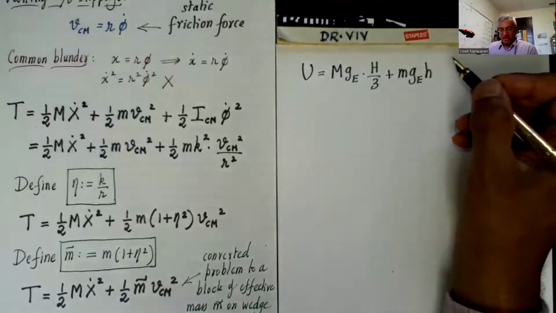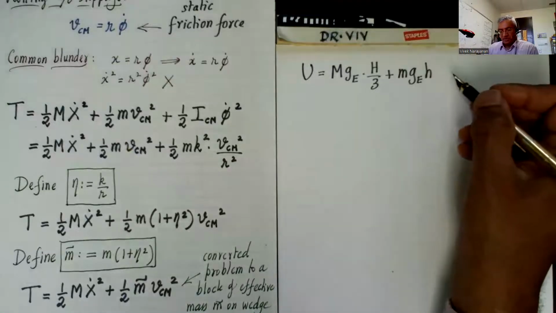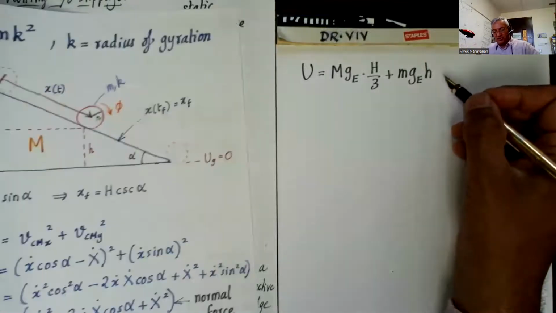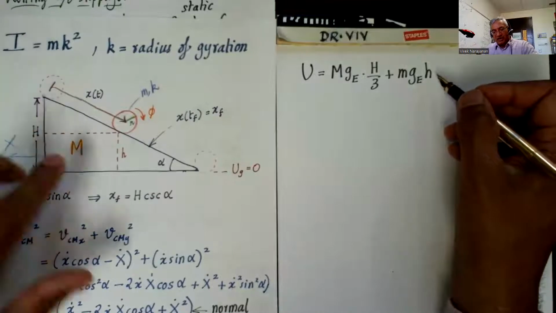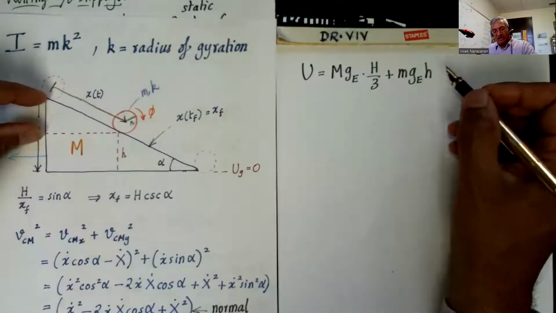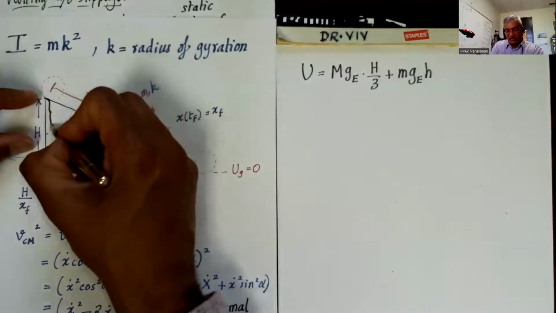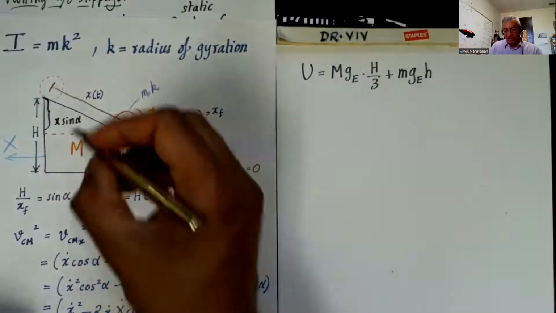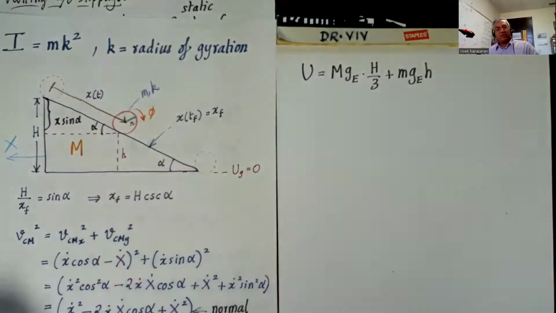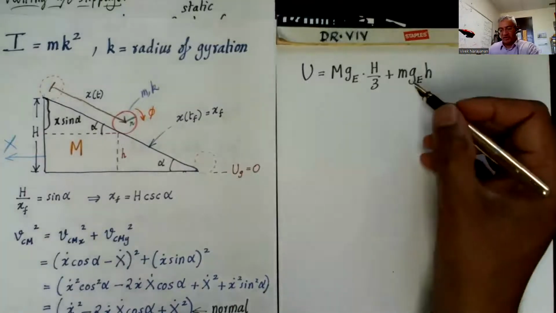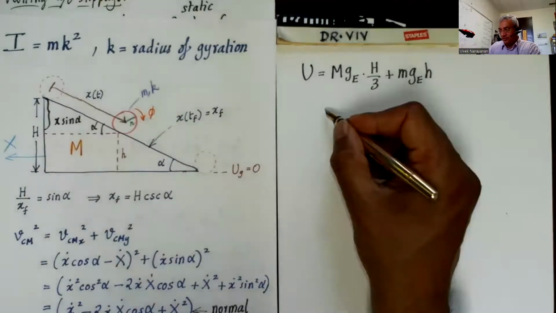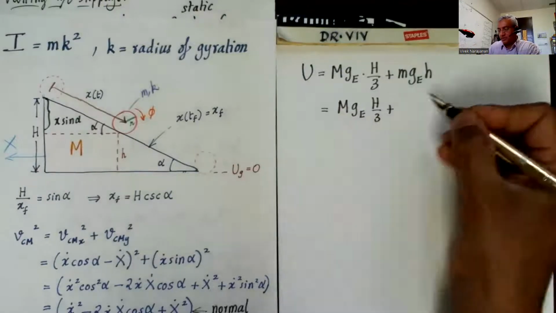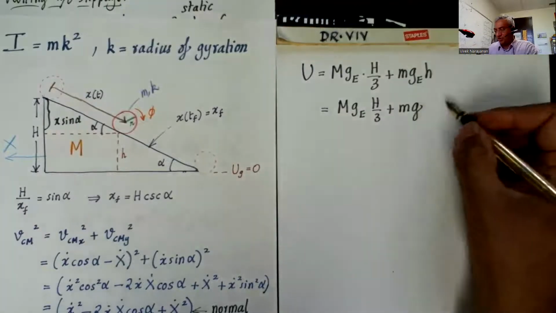Now all we have to do is write our little h. Well, little h is capital H minus this distance. And this distance is just x sine alpha, right? Because this angle is also alpha. So we can write little h in terms of capital H and x as follows. I'll stop writing the G sub E.